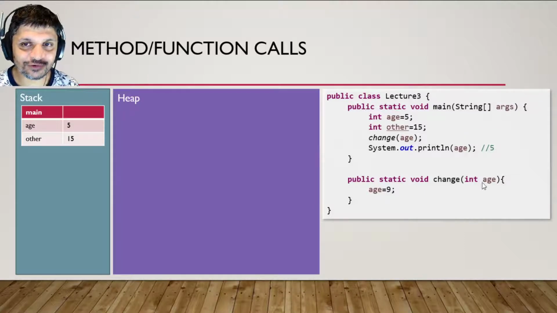Now in C, you could have made an int star here, and so you could have passed in a pointer. In Java, you can't do that, right? An integer will always be passed by value. You can't tell it to pass by reference. It's just not available.